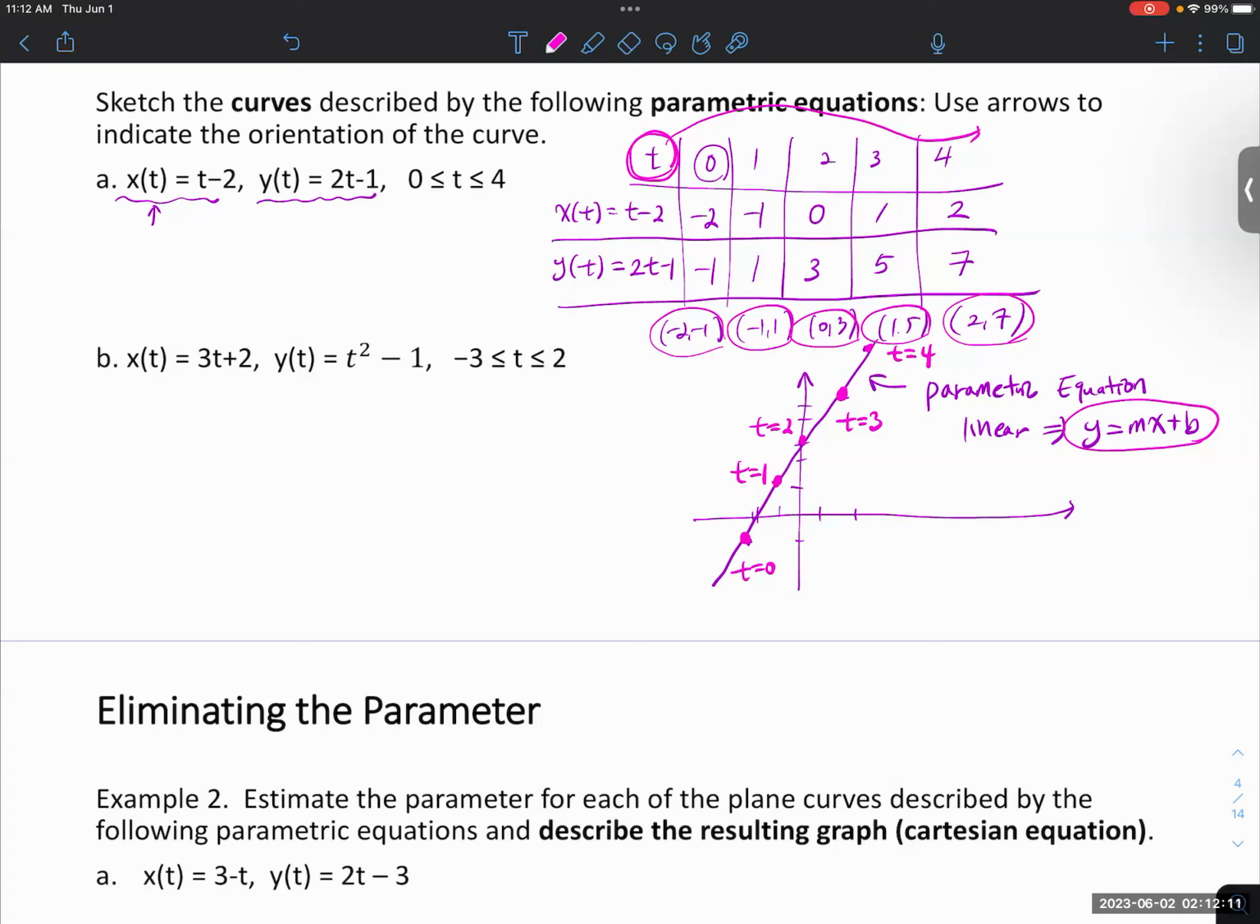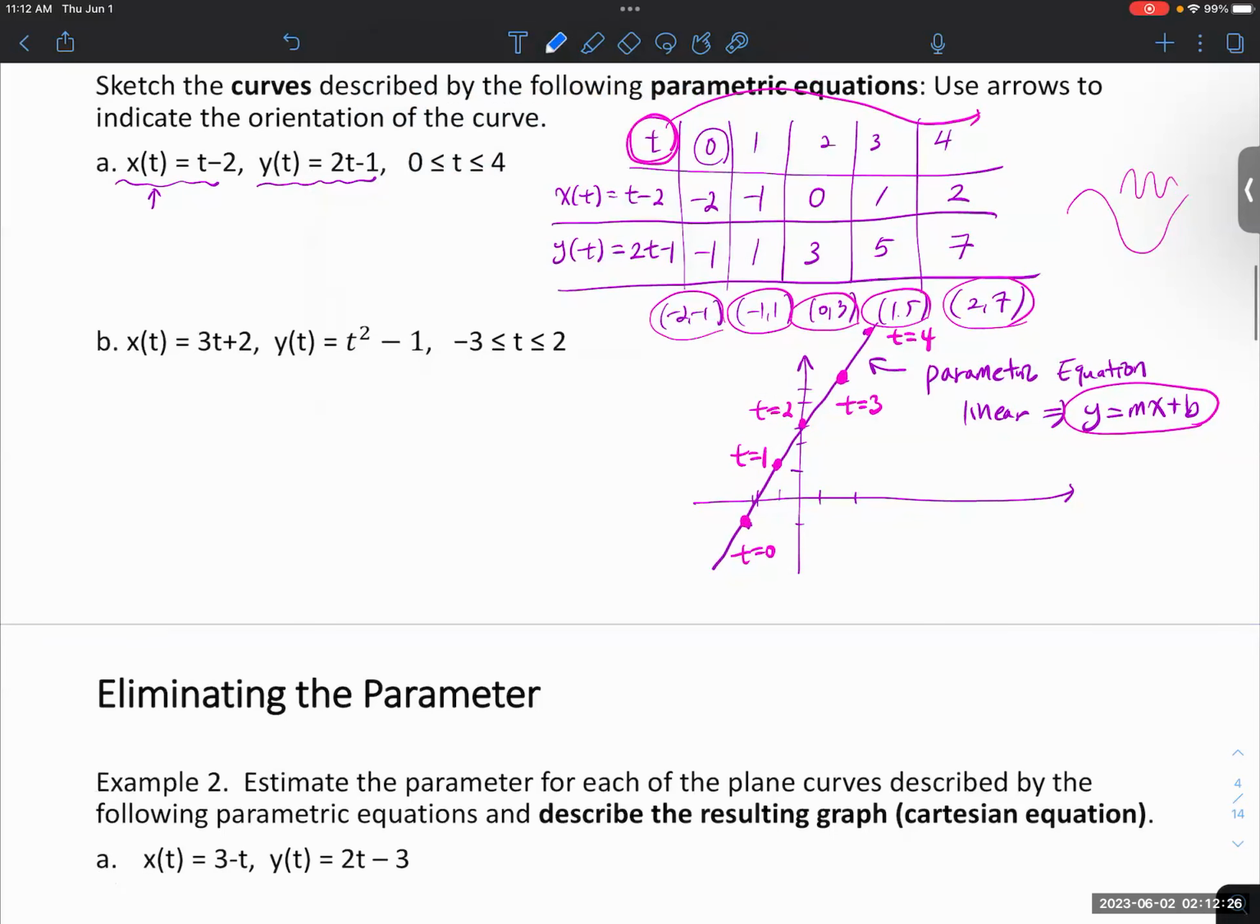Okay, so let's try one more example. Sometimes you might not find a linear graph. Sometimes it could be a quadratic shape or trigonometric shape. So let's take a look at the second example, letter B. I'm going to do the same work. For t, we have a specific interval: -3, -2, -1, 0, 1, 2. The x function is 3t plus 2, and the y function is t squared minus 1.